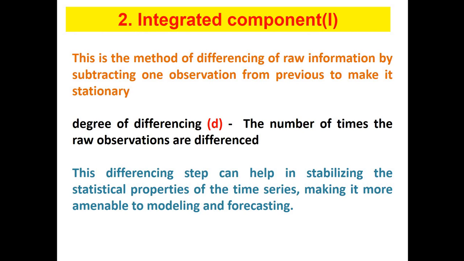Now the integrated component, this is a new term. This is the method of differencing of raw information by subtracting one observation from the previous one to make it stationary. So here the degree of differencing is called D. This means the number of times the raw observations are differenced.